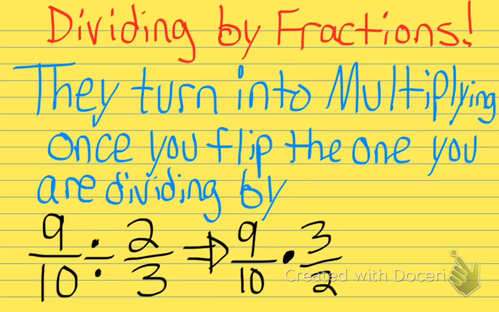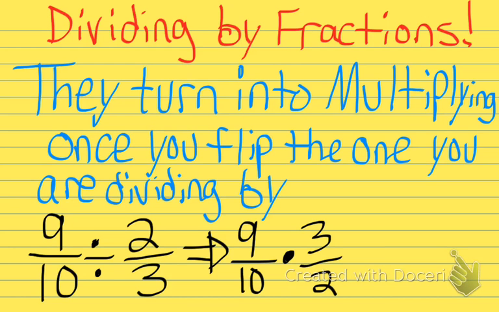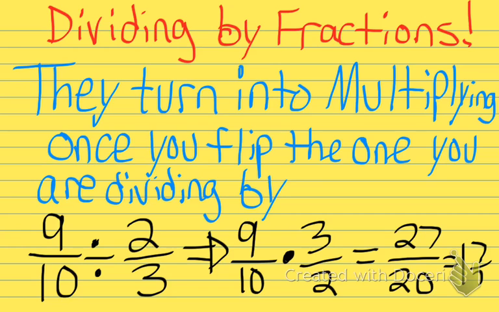Anyways, now that you flipped it, look at this. It's now a multiplication question. So literally, you're going to do everything that we've been talking about with multiplying fractions. You're going to use all of that for these questions. You can cross simplify, you can do any of that, as long as you flip the second one first, and now it's a multiplying problem. So 9 times 3 is 27, 10 times 2 is 20, that's an improper fraction, convert it to a mixed number, and you're done, which would be 1 and 7/20, by the way.